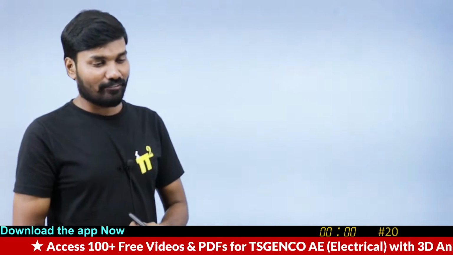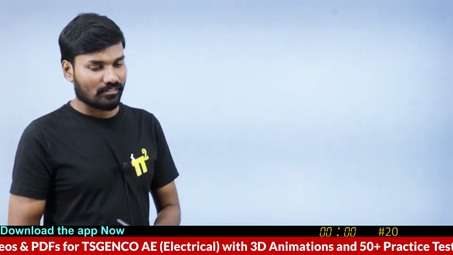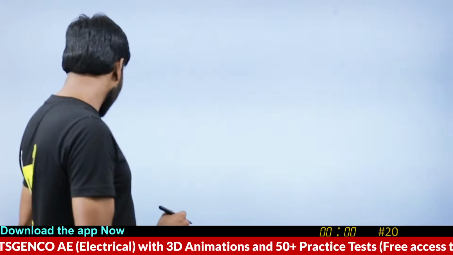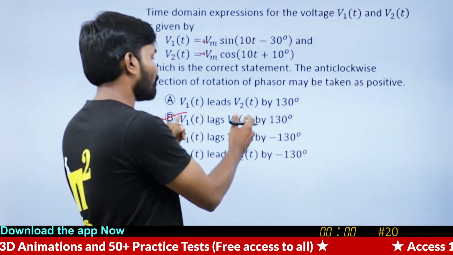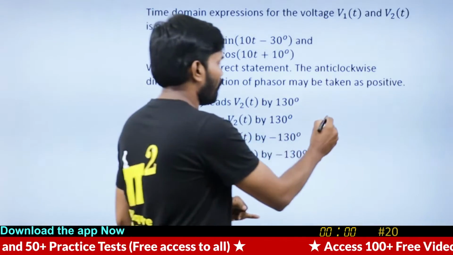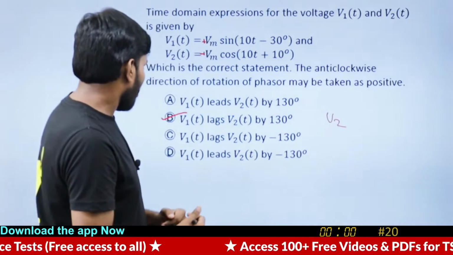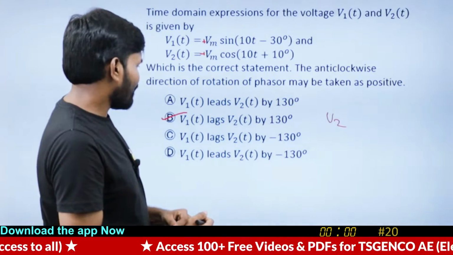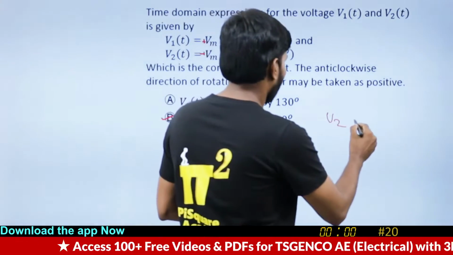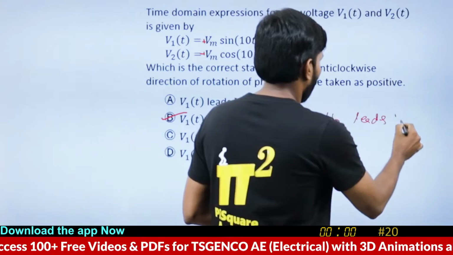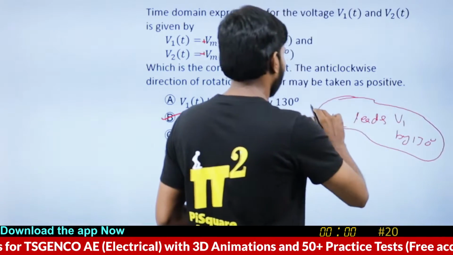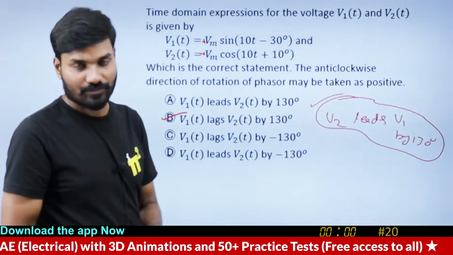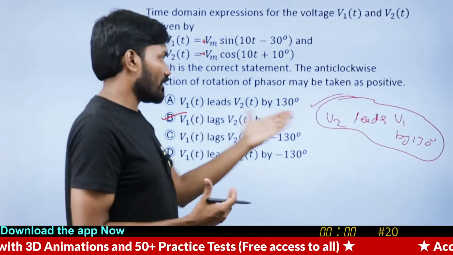Now, if you have any further queries, the last line of the question. What do you mean, Ritesh? You can say V1 lags V2, or maybe V2 leads V1. Saying V1 leads V2 is not a proper way of saying it. V2 leads V1 by 130 degrees. These two are our conventions. Either you can say this statement or this statement. Both are valid, and according to our terminology, we will say either of these.